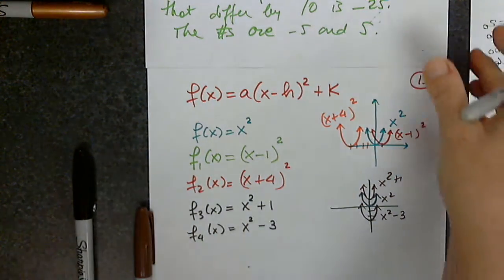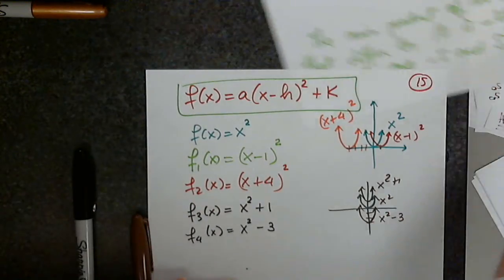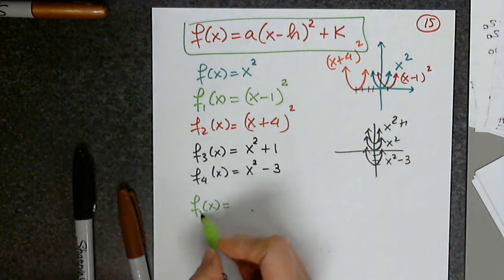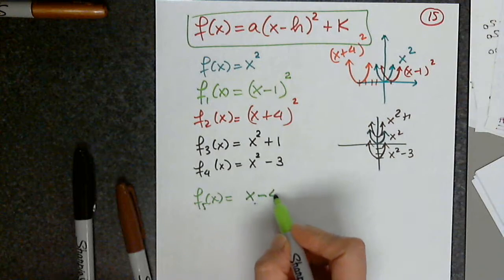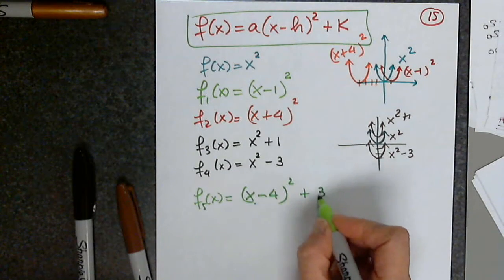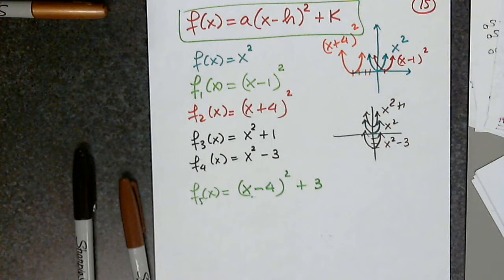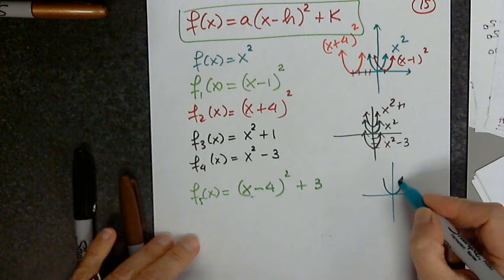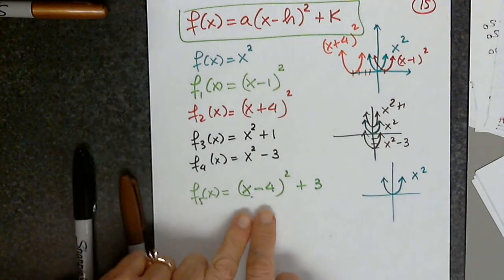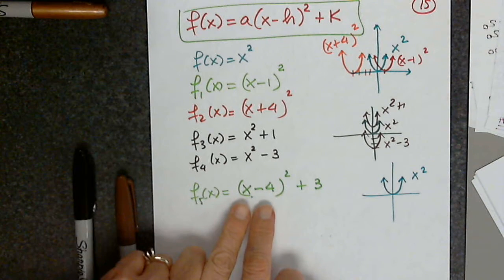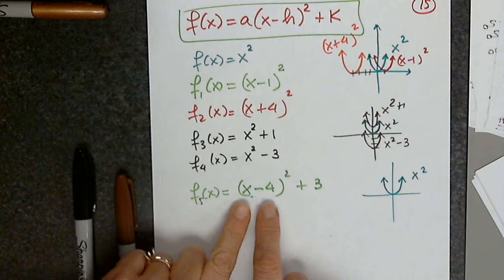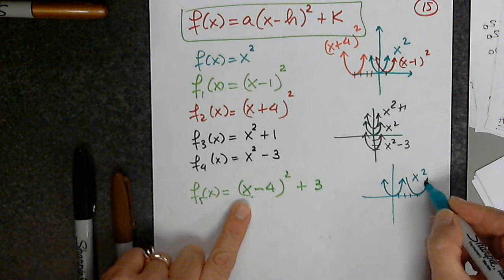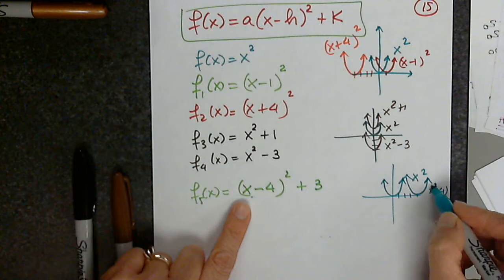I'm going to combine those two because I want you to tell me what this is. So now I'm going to ask this. Let's say f of x, f5, is x minus 4 squared plus 3. Now, if I graph x squared, I need to graph this portion first. Where does this graph move? Where does x squared move in order to get this? Right 4. So this is x minus 4, sorry, squared.